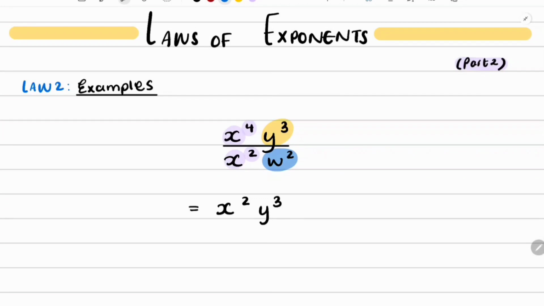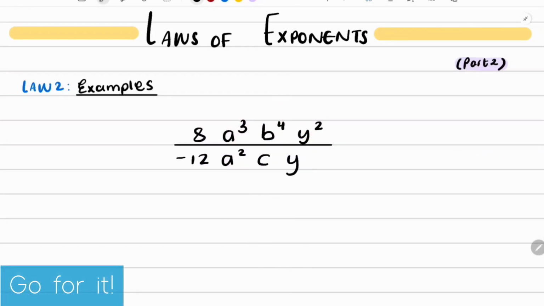And that is also not dividing by anything, so that needs to stay exactly where it was. It was on the denominator, so leave it on the denominator. It's going to just be on the denominator, so over w to the power of 2. And that is our answer.